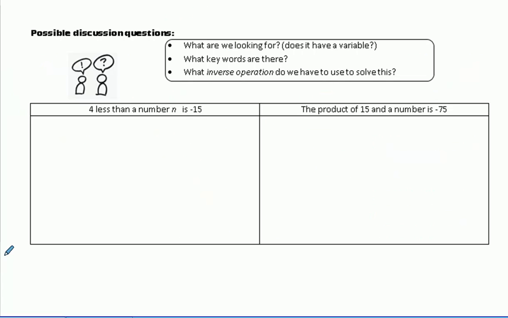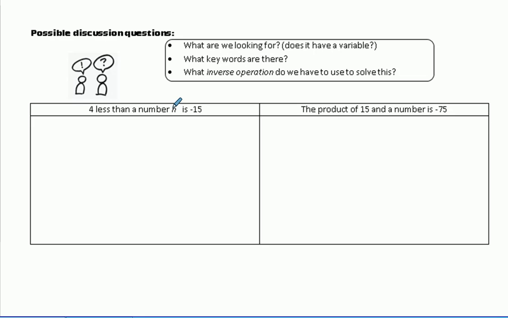Okay, so here are these two questions I'd like you to do with a partner. My little partner symbol right here. While you're doing these together, I want you to consider these questions. And these are questions you could share as a way to talk with your partner about these problems. The first one is, what are we looking for? Is there a variable? So in this case, you see there's actually a letter N.